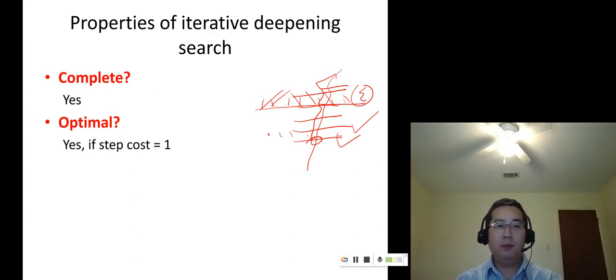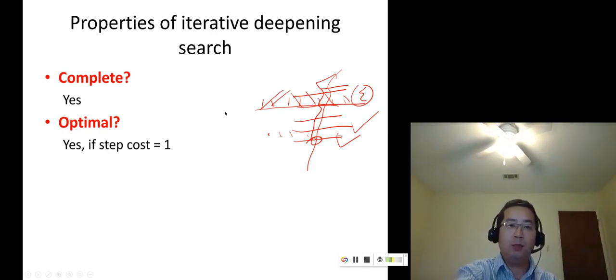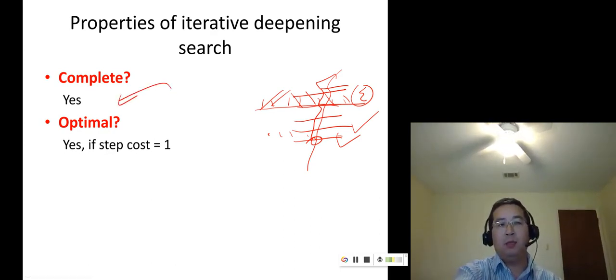So if each step cost is 1, maybe it's better that we explain this for completeness. And the main reason is that here optimal means if we find the answer, the answer is the best. So this one is based on layer by layer.